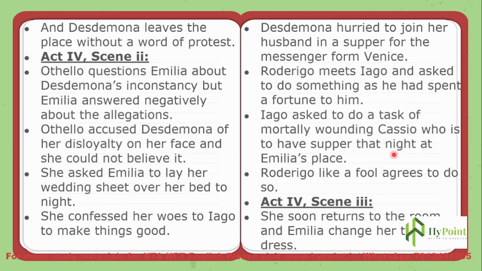So Iago uses Othello, Desdemona, Cassio, Roderigo, Emilia, everyone and everything around him to carry out his plans. Such a filthy-minded person Iago is.